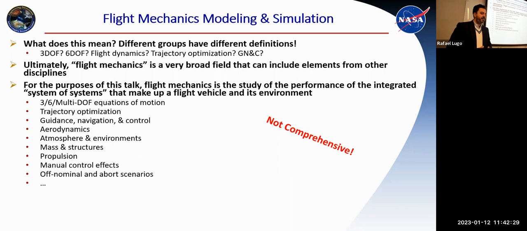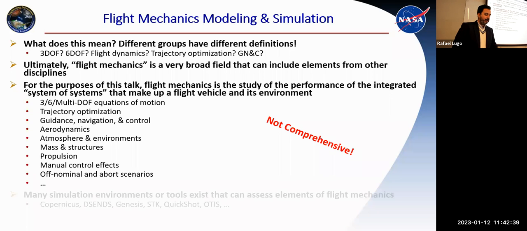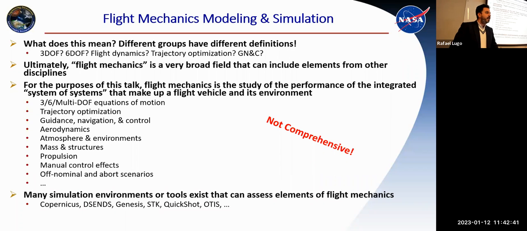3-DOF, 6-DOF, trajectory optimization, aerodynamics, air heating, propulsion, manual control, off nominal, forward snares, everything. So if you bear with me with that for a little bit, then yes, there are many, many tools out there that can look at different parts of flight mechanics. We've got things like Copernicus, QuickShot, Lazarus++. We've got folks from the team at one of my sister branches that look at this kind of stuff as well. Many, many different tools out there.